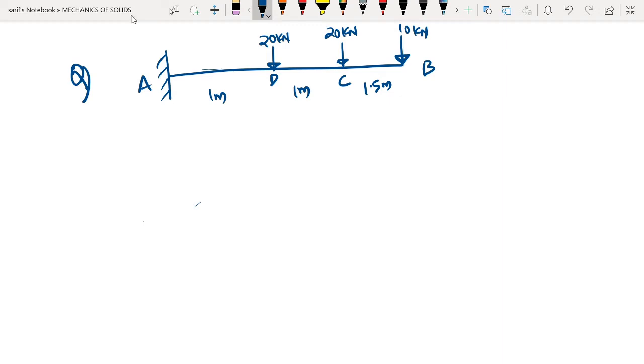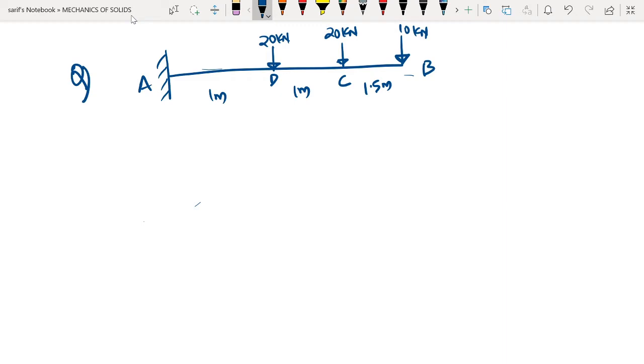Now, if we look into the problem, we have a set of loads acting on it. As a result, we have different regions of uniform loading. In this figure, region AD has a similar kind of loading, region DC has a similar set of loading, and region CB has a different set of loading. So we need to find expressions for shear force and bending moment at each of these sections.